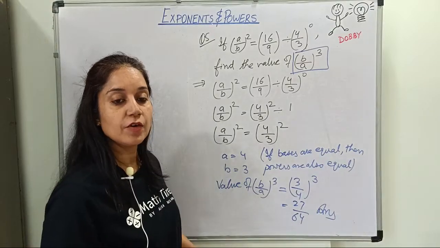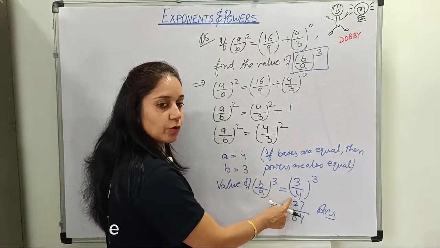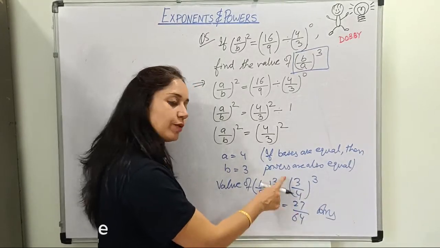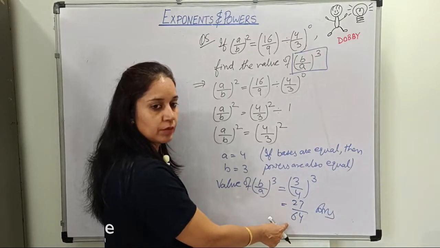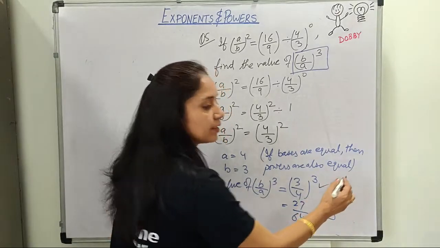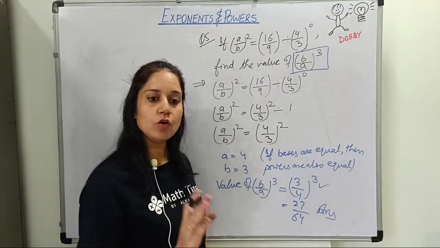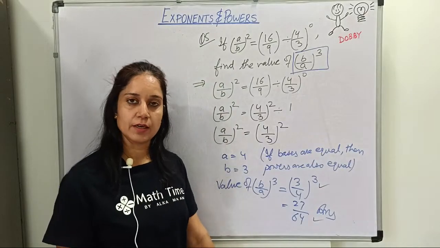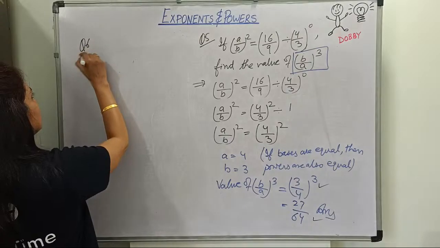Kshitij, the question is find the value of. If you write the answer 3 upon 4 raised to the power 3, it is not complete. Find the value of means solve it further and write the final answer, 27 upon 64. If the question asks to write in exponential form, then that is the answer in exponential form. If the question asks find the value of, the final answer is 27 upon 64.